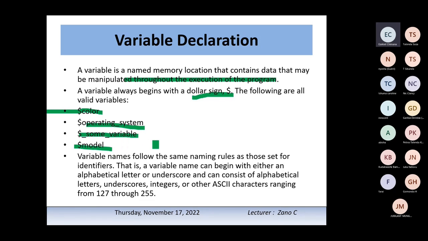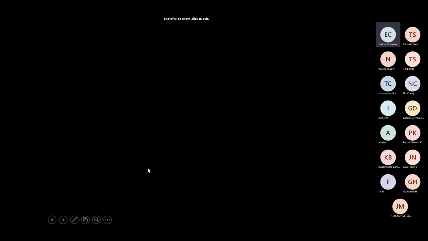So variable names follow the same naming rules as those set for identifiers. That is, a variable name can begin with either an alphabetical letter or an underscore and can consist of alphabetical letters, underscores, integers, or other ASCII characters ranging from 127 to 255. And this is the end of this presentation.